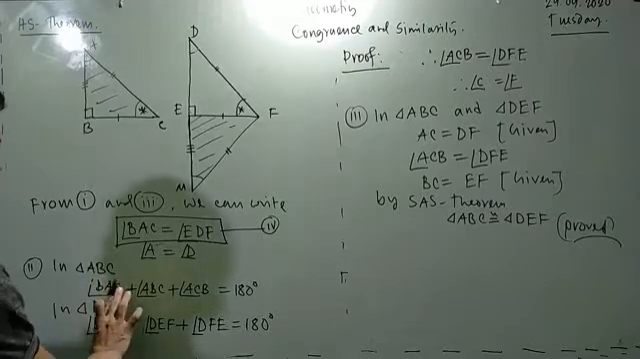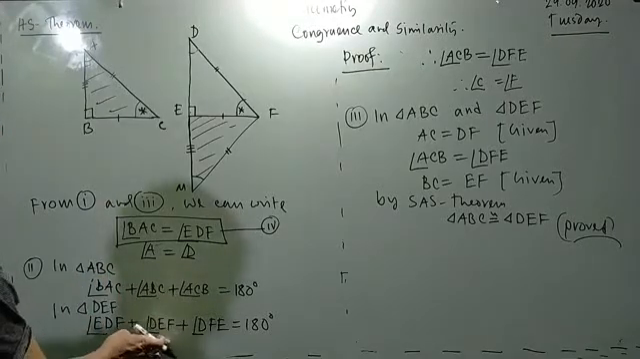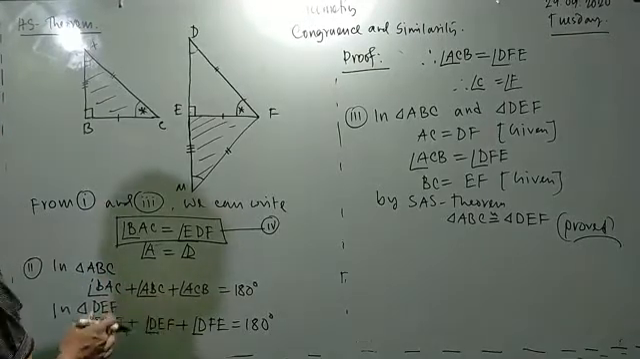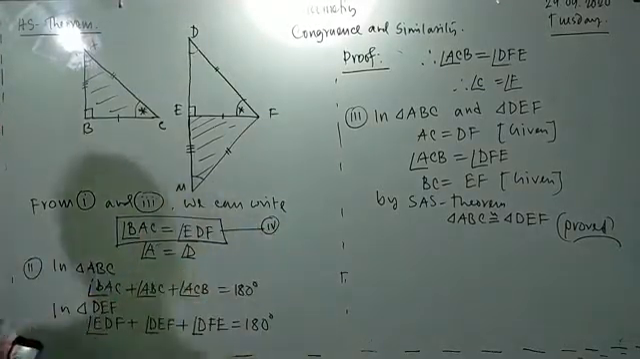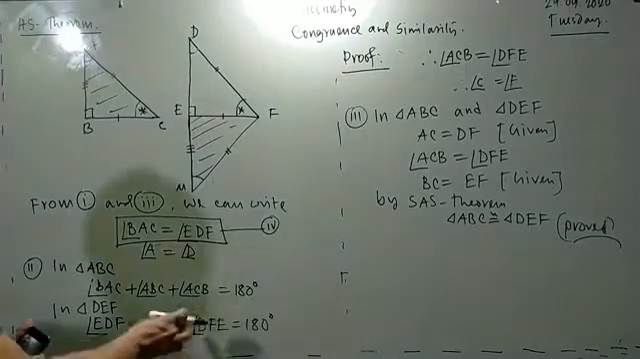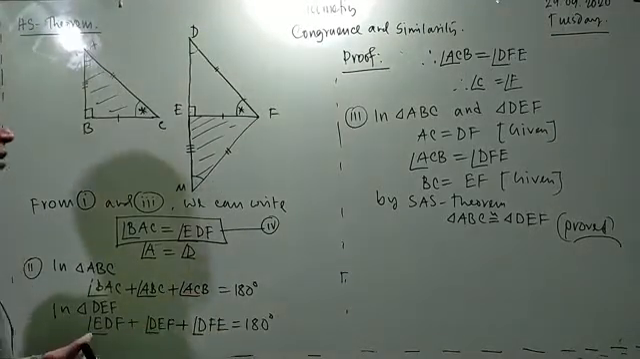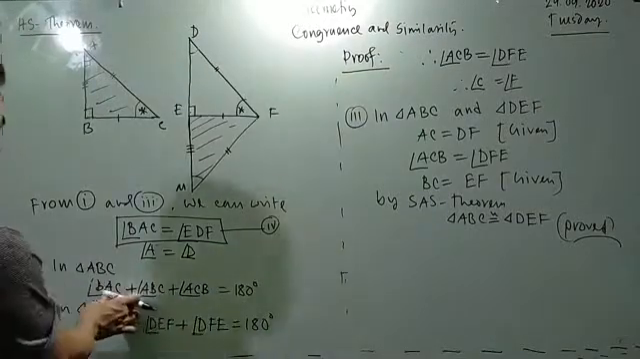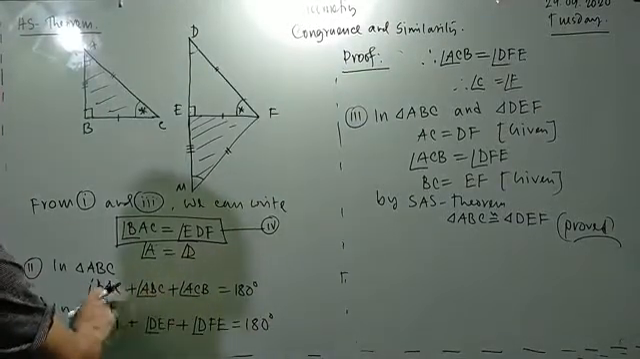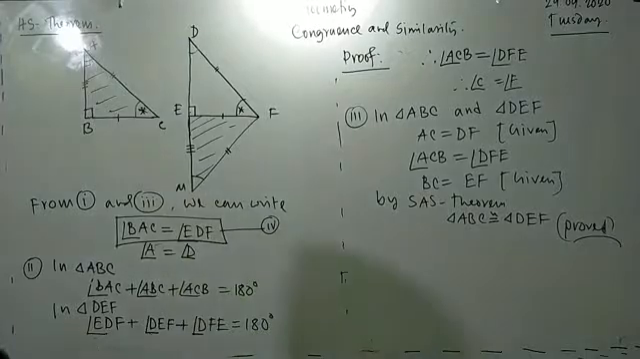This one and this one are equal, because both of these are 90 degrees, and both of these are equal, which we got in equation 4. So we can say angle SCB equals angle DEF. We can take two more lines. Of course, we can say this: BSC plus ABC plus SCB equals this one.